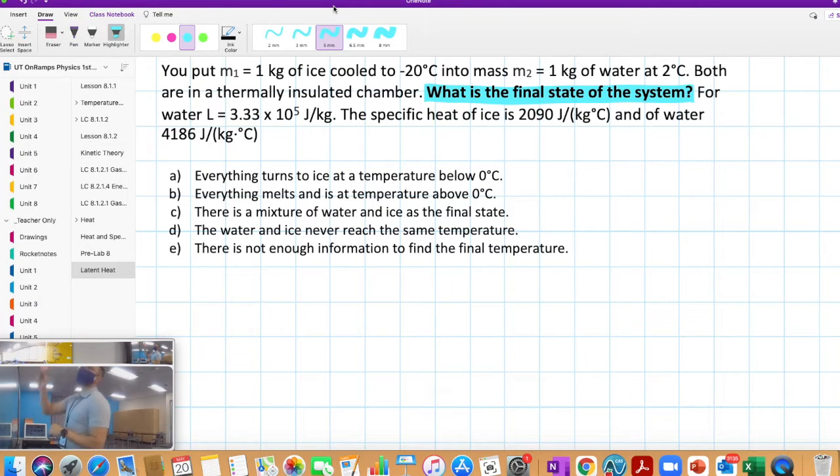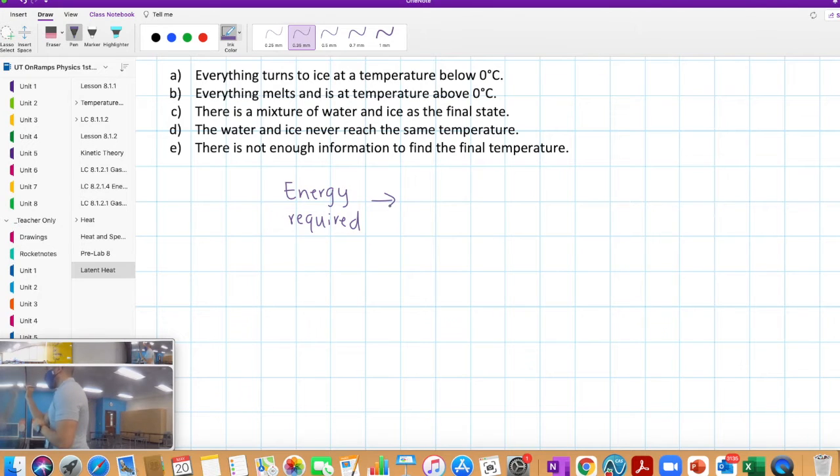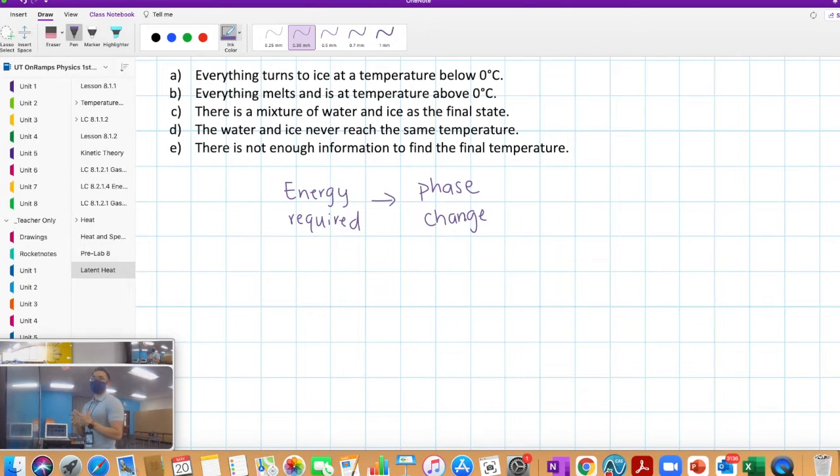How much energy do we need to melt all of the ice? And to know that, in this case would be the energy required to melt all of the ice. We'll have the energy required to undergo the phase change to melt all of the ice. And then we know that that'll happen when the ice reaches 0 degrees Celsius.